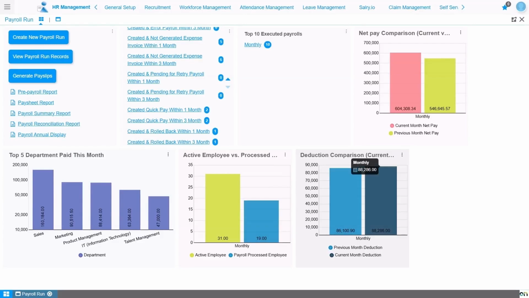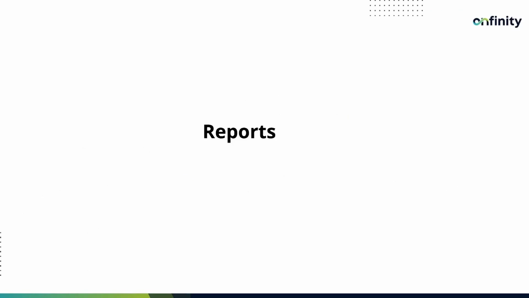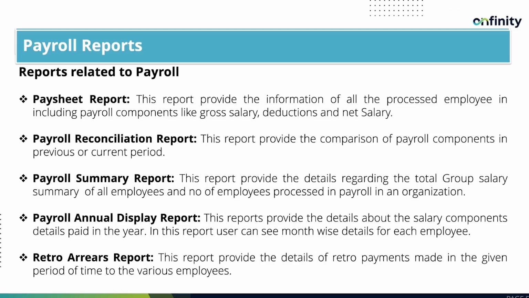And in the last chart, we have the deduction comparison of the current month versus the previous month, so we can see how much total deduction has been made for the period selected compared to the previous month. Next, we have the standard reports that are available in salary.io. So let's start with the payroll report section.